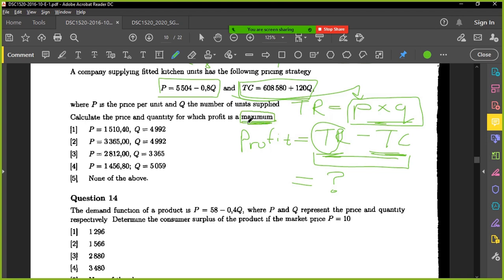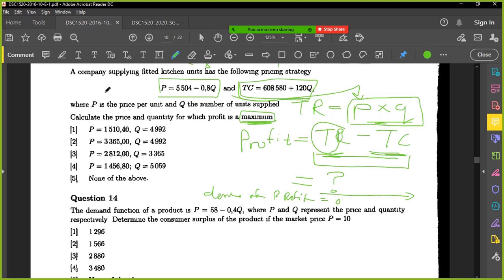Because now the question's talking about a maximum. So whatever that function is, the derivative of profit will equal 0 to work out the max. Do you agree? Okay, once you've got derivative equals 0, you can solve for P and Q. Do you see the steps? Is it making sense now?